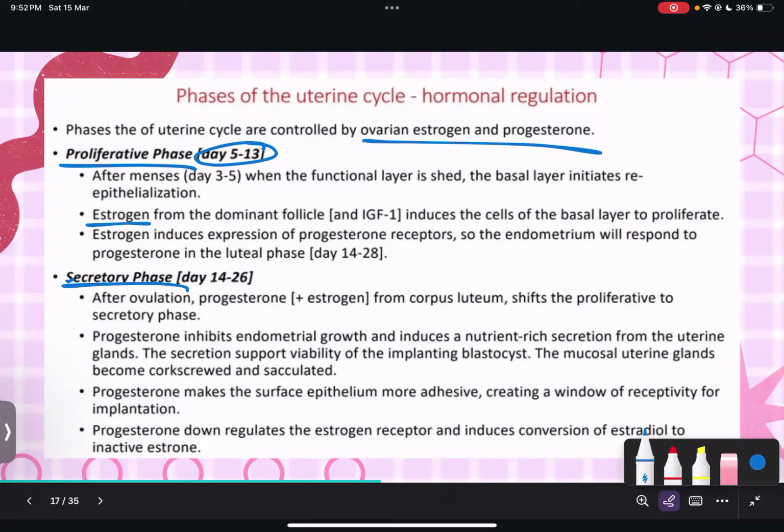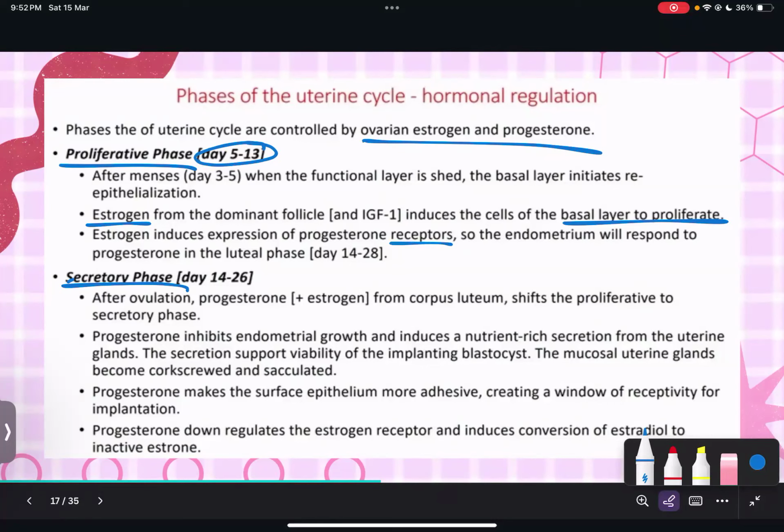Okay, and that is due to the increasing amount of estrogen, right? It induces the cells of the basal layer to proliferate. We mentioned this. Estrogen will also induce the expression of progesterone receptors so that the endometrium will respond to progesterone in the luteal phase. Okay, I didn't mention this. This is also important. Okay, we said that the thickening or the proliferation of the endometrium is caused by the estrogen. Okay, but that's not all the estrogen does. It also induces the expression of the progesterone receptors.